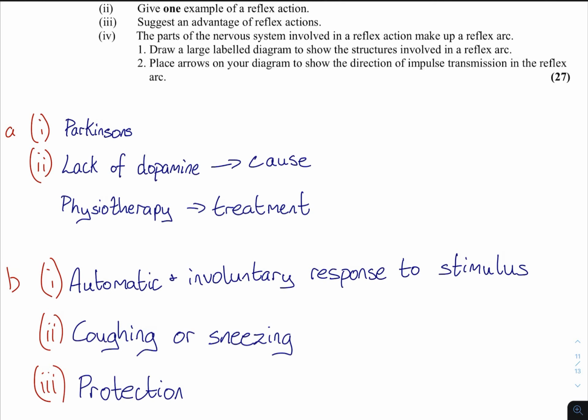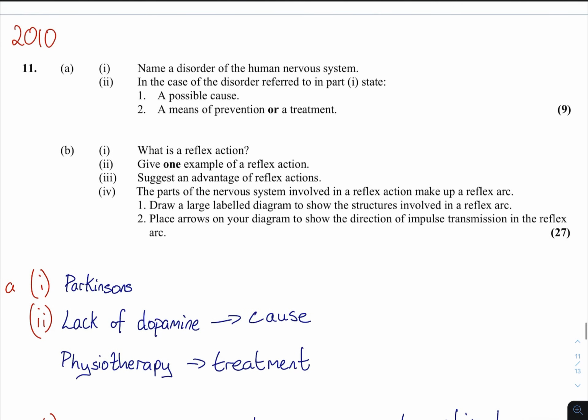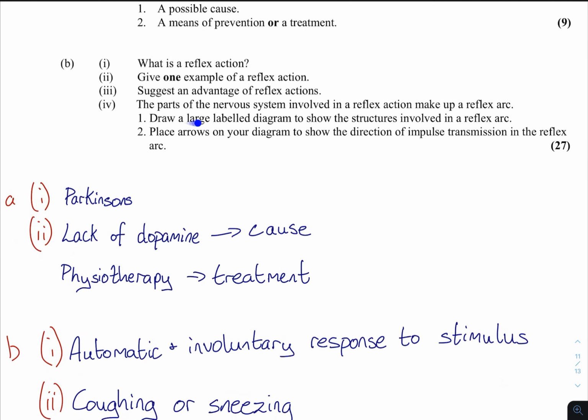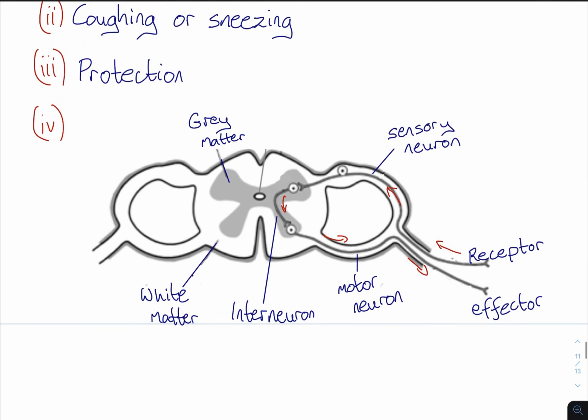Now, part IV is also new, and you're asked to draw a reflex arc. I told you it has been a while since you were expected to draw the reflex arc. So draw a large labelled diagram of the structures involved in the reflex arc. So this is what I'm going to do here. I just took it from earlier. You have your grey matter, you have your white matter. This is your central canal. I didn't put that in for some reason. You've got your receptor. Remember what I said? Receptor is what receives the sense.